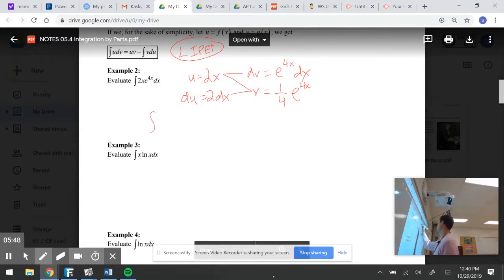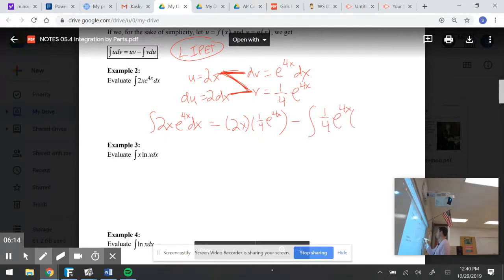We do backwards zero, which is the original problem. I like to read it off, I like to rewrite it just to make sure I understand what each piece of my backwards zero means. That's the original problem, which is equal to u times v, minus the integral of v times du, which would be 1/4 e to the 4x times 2 dx. I could simplify a little bit here. Let's make it look pretty. That would be 1/2 x e to the 4x.